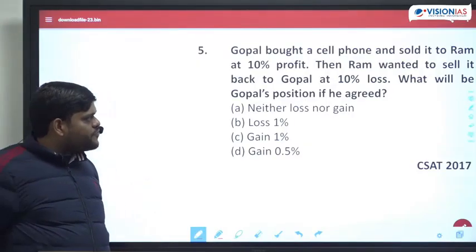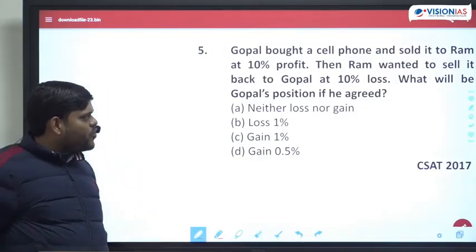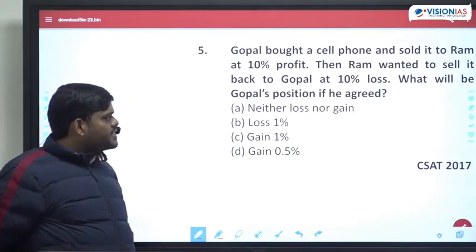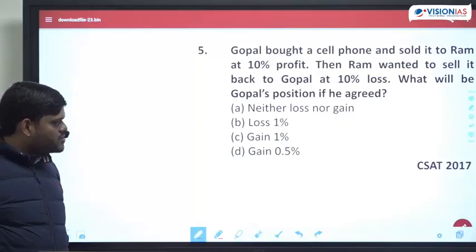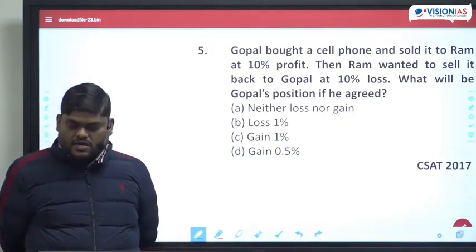Gopal bought a cell phone and sold it to Ram at 10% profit. Then Ram wanted to sell it back to Gopal at 10% loss. What will be Gopal's position if he agrees? Neither loss nor gain, loss, gain. Try this question.